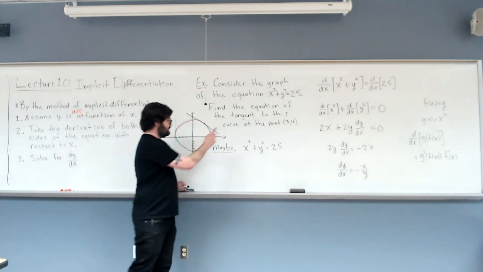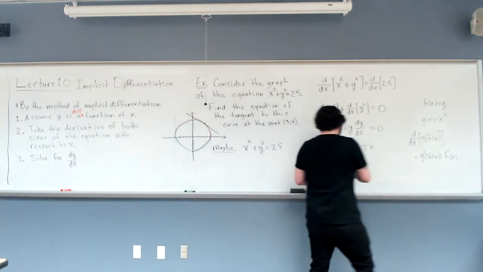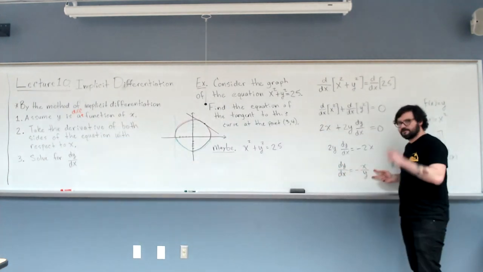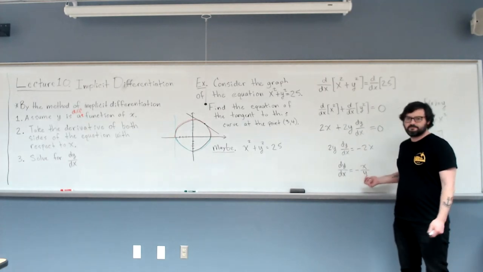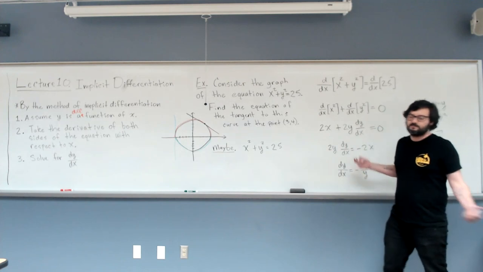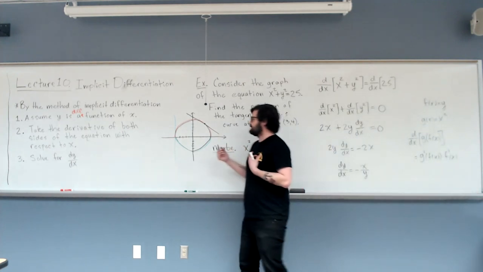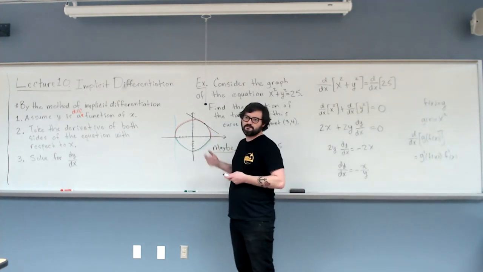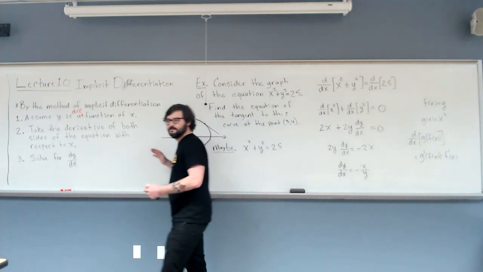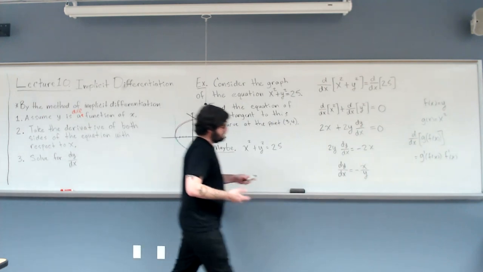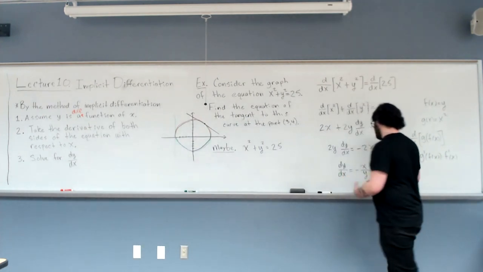So this function we found through solving for the derivative in this way, we see that if we wanted to know the slope of the tangent line at y equals zero, x equals zero, we couldn't find it. It's infinite. Okay. But everywhere else, we're okay.